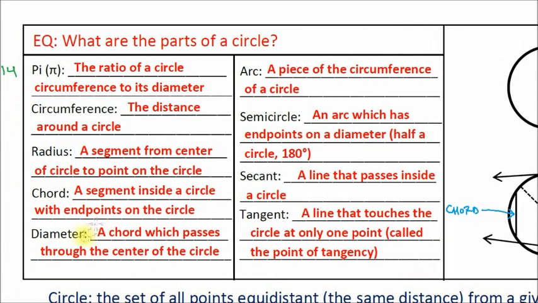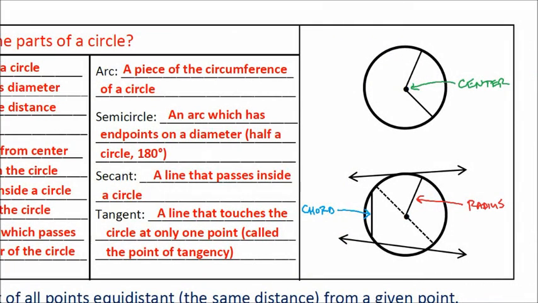Okay, what is a diameter? A diameter is a special chord. It's a chord which passes through the center of the circle. So if you take a look at our diagram right here, this dash line right here, this is a diameter. It has endpoints on the circle, but it also goes right through the center. So I'm going to label that and say that is a diameter.